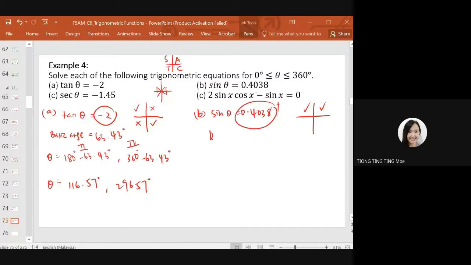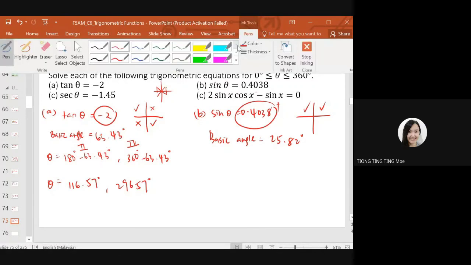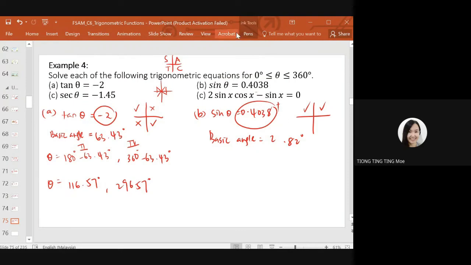So we find the basic angle. Okay, on the calculator, press shift sine 0.4038. Then you will get the value 23.82 degrees. So your angle will be located in the first and second quadrant. First quadrant, no need to change, 23.82. Second quadrant, 180 minus 23.82. So it's 23.82 degrees, and another one is 156.18 degrees.